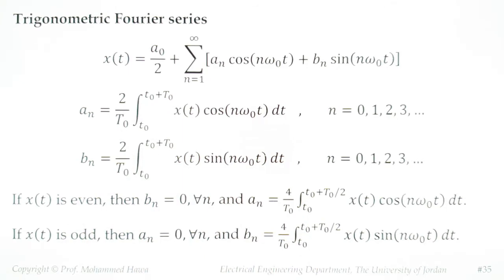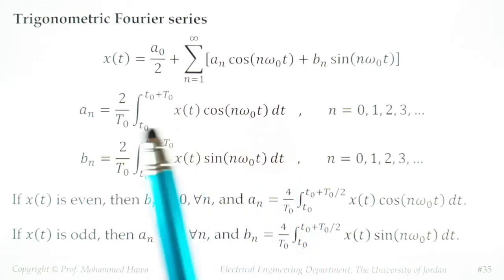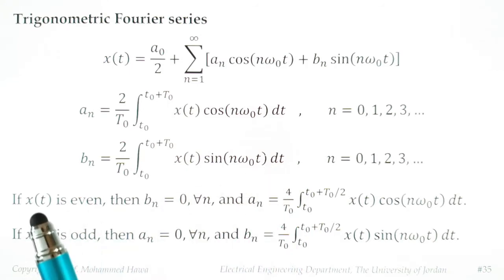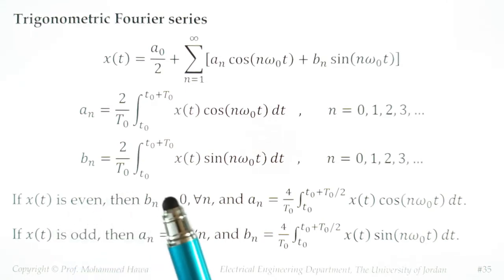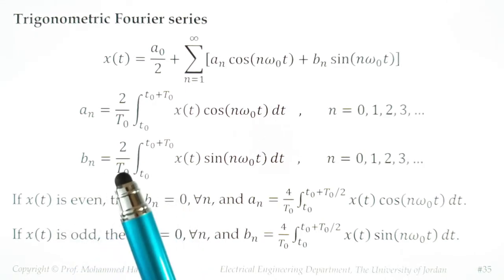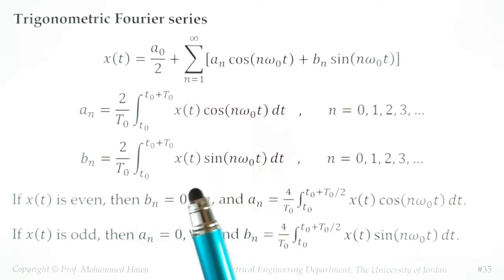By the way, when we start doing examples, I'll tell you there are some tricks that you can use to simplify those integrals. For example, if your x of t is even or odd, you can use that to your advantage. If your x of t is even, don't calculate the integral for bn, because whatever integral you do, you're going to get 0 all the time. You could just memorize this. If your signal is even, just set bn's equal 0, because you don't need the sines. The sines are odd functions. They are not needed to describe even functions.